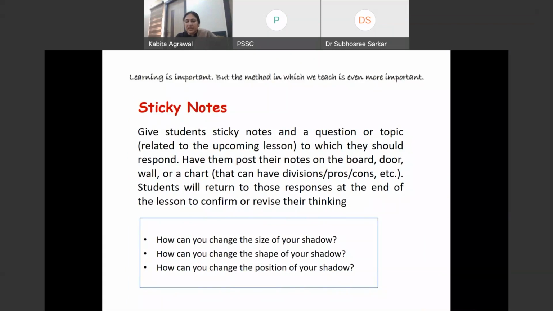For example, I have taken here: how can you change the size of your shadow? How can you change the shape of your shadow? How can you change the position of your shadow? So here they can write their notes and stick them, and then after you have completed some experiments or observations, or tried to build a concept, let them come back, read their responses and revise their thinking.